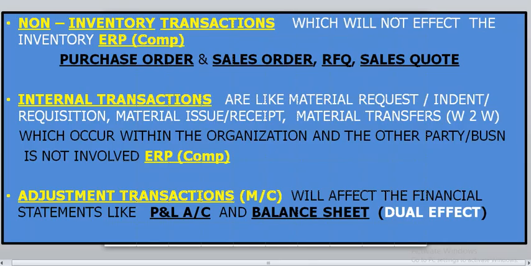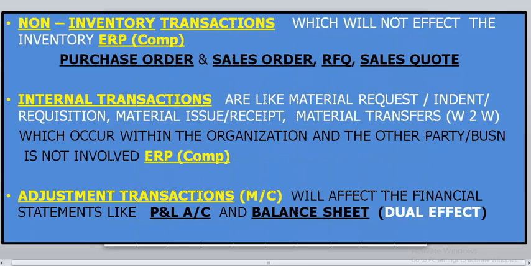internal transactions. Internal transactions are like the material request from the warehouse to the purchase department, the material indent from the warehouse to the purchase department, or the material requisition from the warehouse to the purchase department. And the material issue or receipt: material issue is from stores to the production floor, and the receipt is by the production floor. And the material transfers from one warehouse to another warehouse. These are the internal transactions. By recording these transactions, the other party or the other business is not involved. That is the reason they are internal transactions.